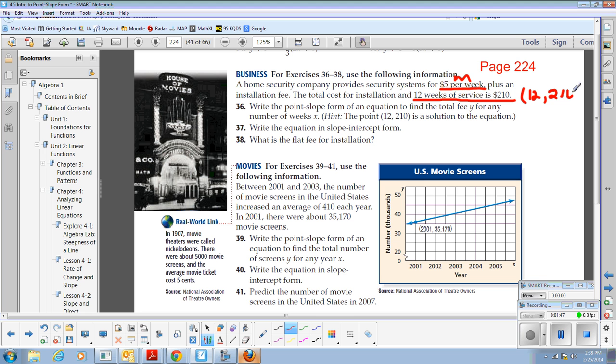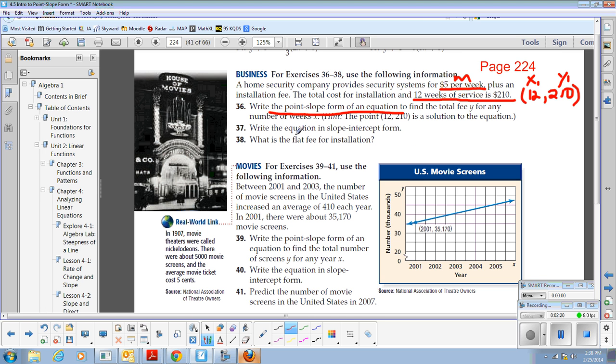And then what I want to do is take a look at what I'm asked to do. 36, write the point slope form of an equation. So you're going to use your point slope formula. And if you don't remember what it is, look right back in the book. It's in there. Or you can look back at some past work. You can certainly look it up. So that's 36. You're going to write the point slope, your slope being the 5. Your point is 12 and 210. Remember, 12 will be x1, and 210 will be y1 as you substitute those into the formula.